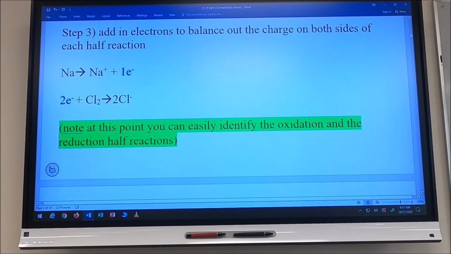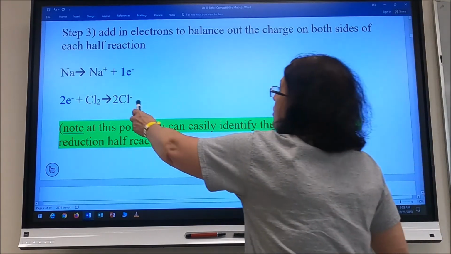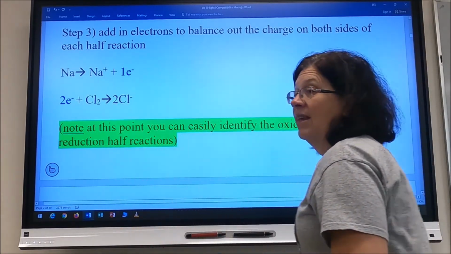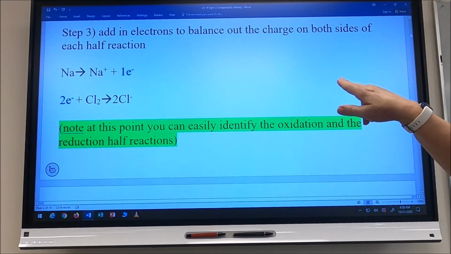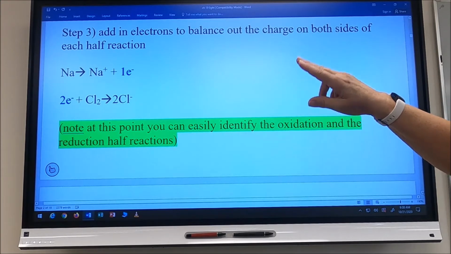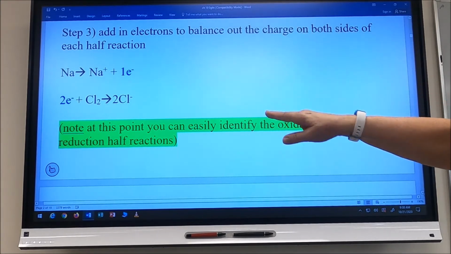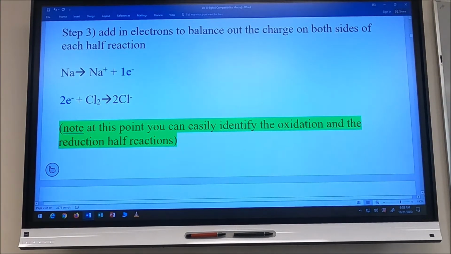Note at this point you can identify what's undergoing oxidation and what's undergoing reduction. Oxidation is the loss of electrons, so sodium is very obviously undergoing oxidation because the electrons are on the product side. Chlorine has to be undergoing reduction. That should be obvious because the electrons are on the reactant side.